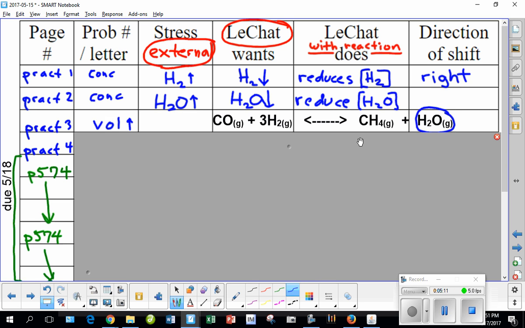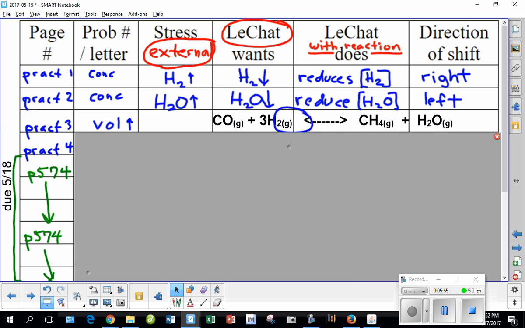And when I reduce the H2O concentration, which way do I shift? The reason I did an increase for both hydrogen and water is to point out how important it is for you to look at the balanced equation and see where those guys are, because to reduce them, we've got to go to the side opposite. So with water being increased and LeChat wanting to decrease it, we're going to be shifting to the left, of course. That will reduce the water.